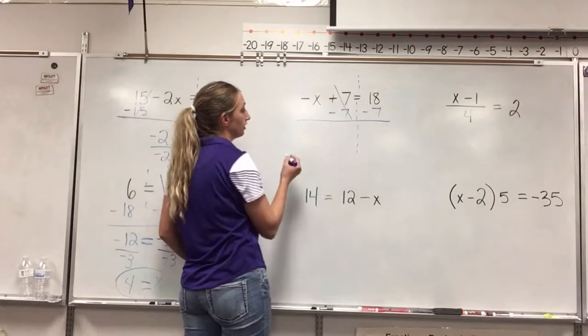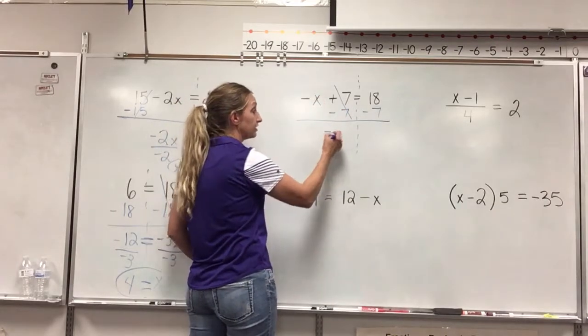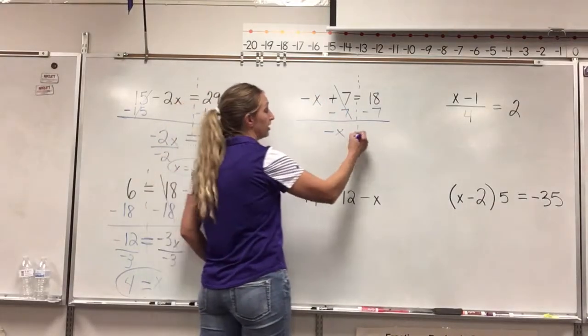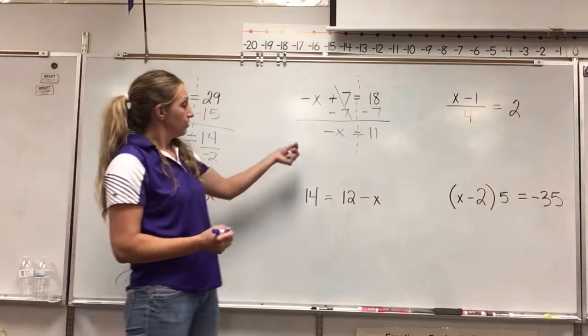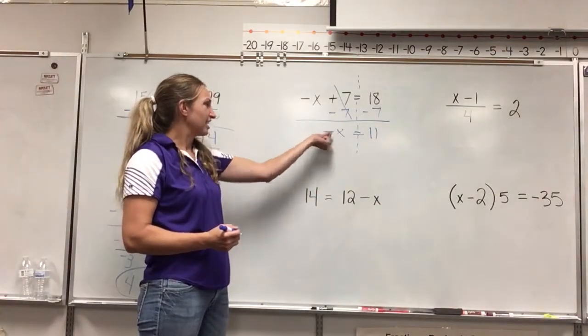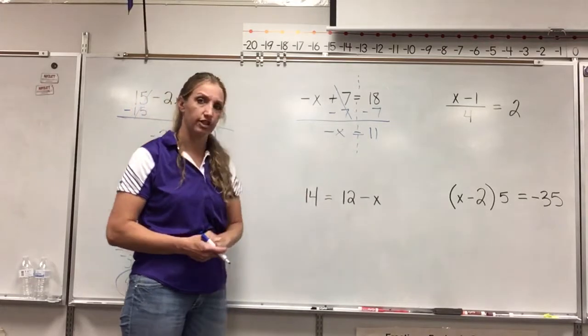My 7s are gone. So now on this side, I still have a negative x. And on this side now I have 11. Well, we haven't known how to handle this negative here because there's not a coefficient, there's not a number there.